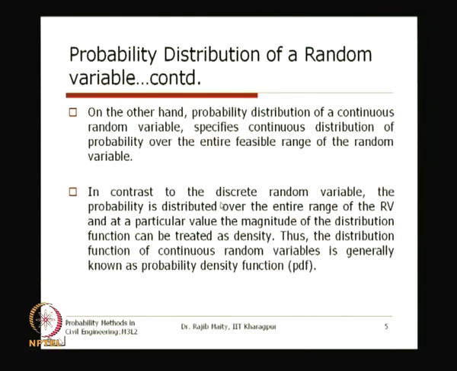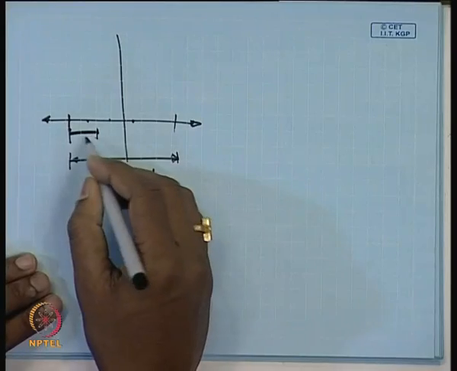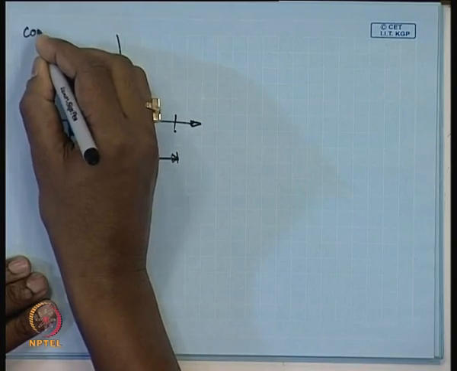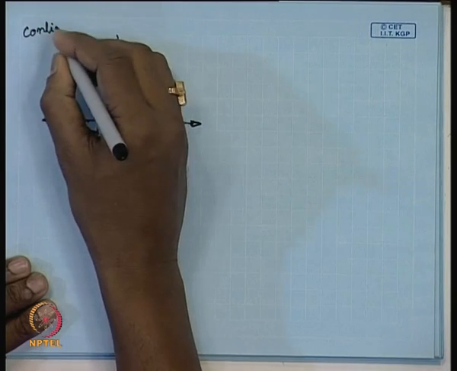And in contrast to the discrete random variable, the probability is distributed over the entire range of that random variable, and at a particular value the magnitude of the distribution function can be treated as density. Thus, the distribution function of a continuous random variable is generally known as the probability density function, abbreviated as PDF. So, this concept of density I will just explain here. As I was saying, what I am discussing now is in case of the continuous random variable.